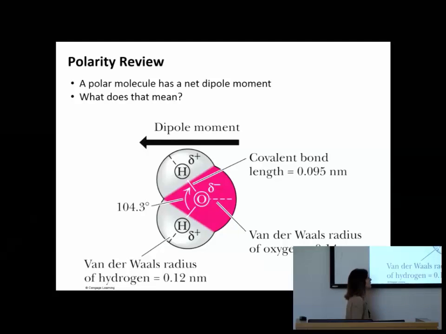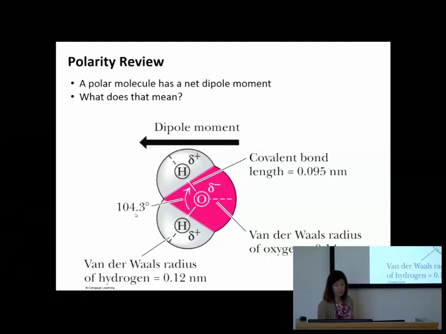So what we have is 2 vectors, 2 dipole moments from the 2 covalent bonds that are polar. And when you add those 2 vectors, they don't cancel. They actually add together. And so you get a net one that's the opposite of this arrow, and it points towards the negative part. So this side of water is very negative, and this side of water is partially positive.